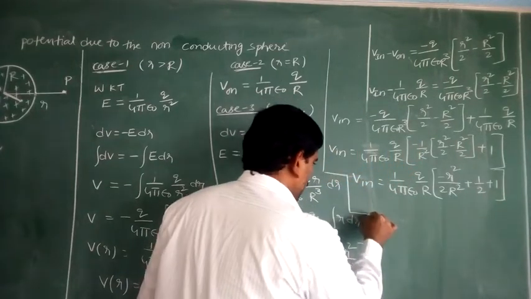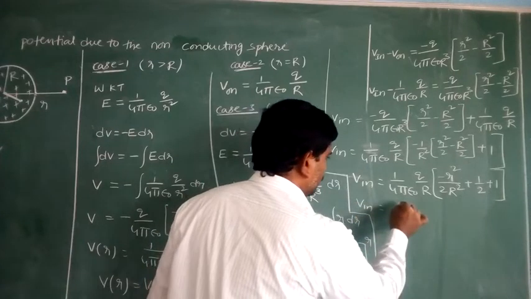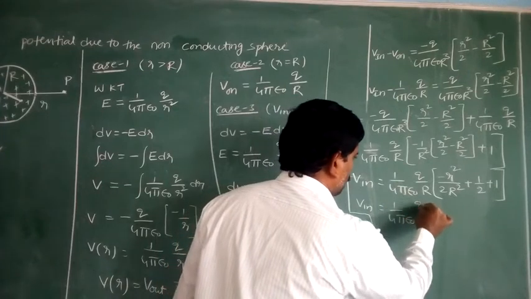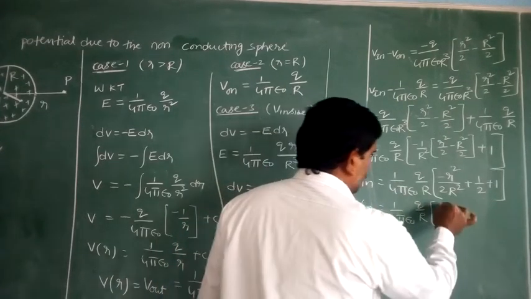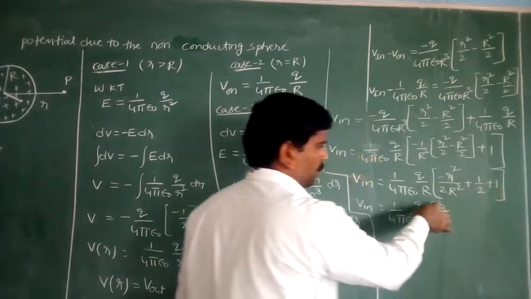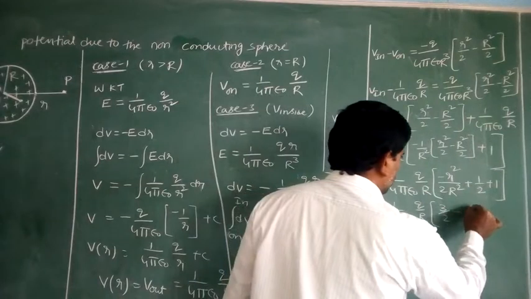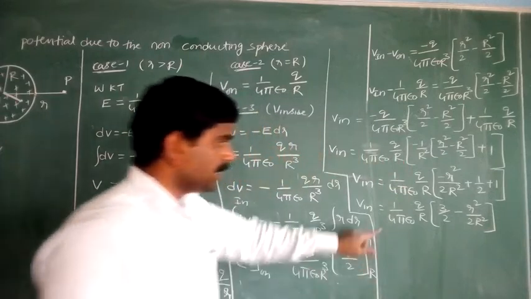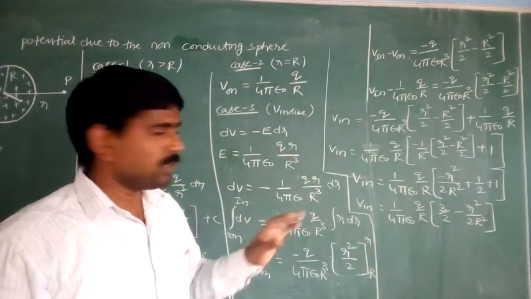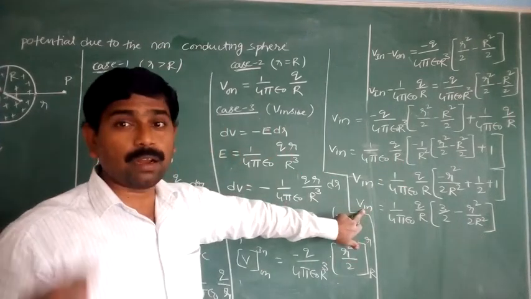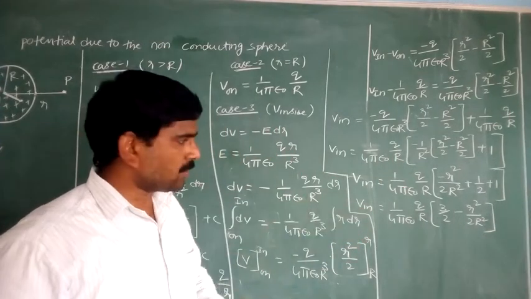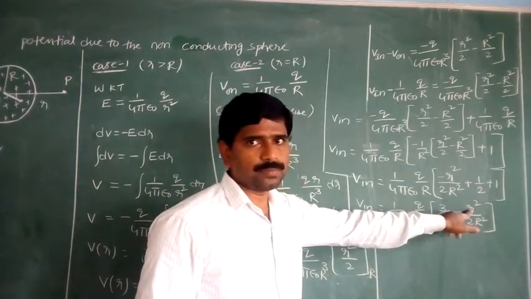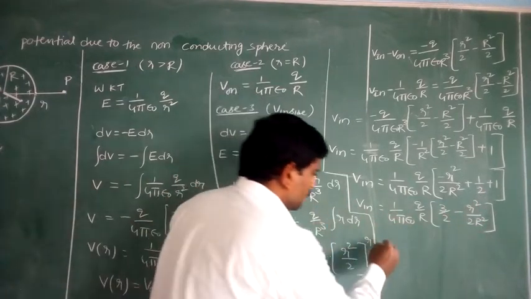So therefore V inside is equal to 1 by 4 pi epsilon naught into Q by capital R into 3 by 2 minus r square by 2R square. This is inside of the non-conducting sphere. In case at the center, how much is it? At the center means r is equal to 0.